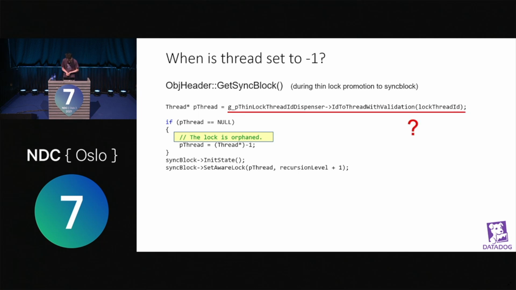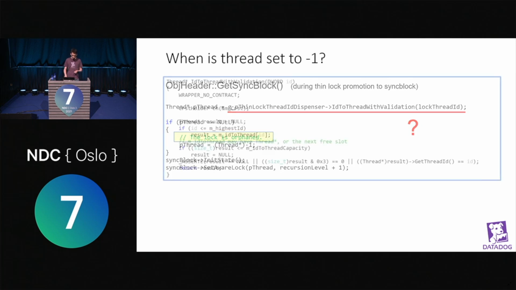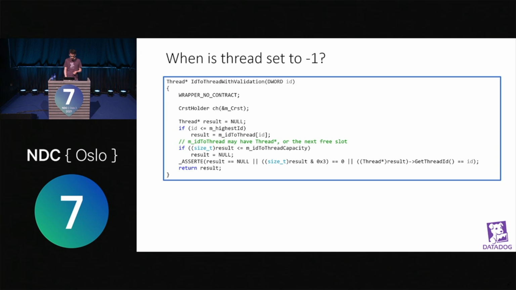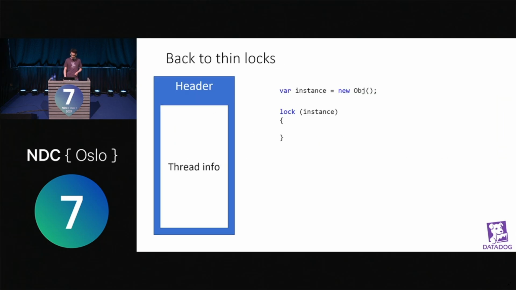Then if we check where it's coming from, we get there if pThread is null, and pThread comes from this pSyncLogThreadIdDispenser, IdToThreadWithValidation. So that's a mouthful, and so let's check what it's doing. So more C++, yay. I'm not going to explain this one, but what you need to know is basically the function is taking an ID, and it's returning a pointer to a thread, and internally, it's using some kind of table to get that pointer. So why would the runtime need something like that? Well, let's go back to my explanation about thinlocks.